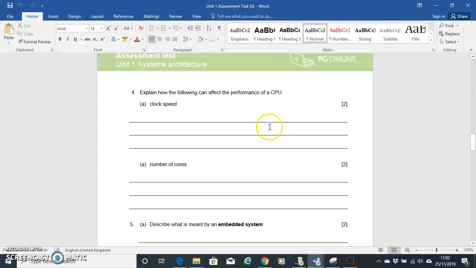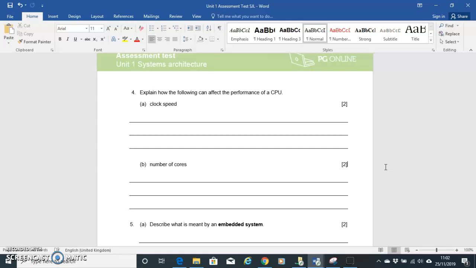We follow that same structure for the next part of the question, which asks you to explain number of cores. For some reason it's showing as A, again here of course it's B. The number of cores, you could say, affects how many instructions can be executed simultaneously or at the same time. That would be 1 mark. Then you would say that therefore the higher the number of cores, the better the performance of the CPU.